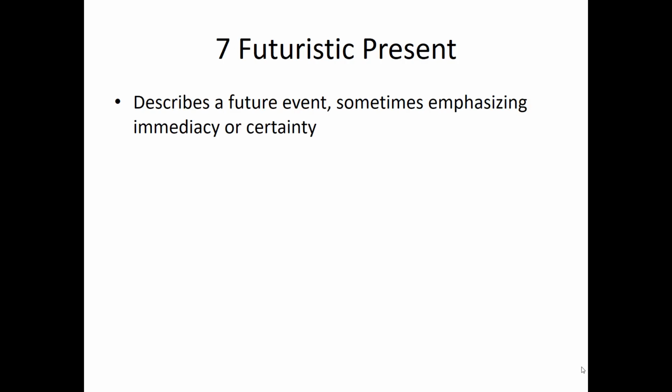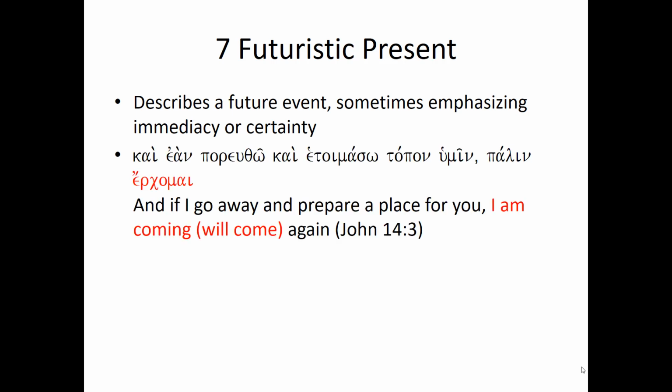The futuristic present. This is the use of the present tense to describe something that's future, but when you use the present tense, it can emphasize immediacy or certainty. So John 14:3, this is the upper room discourse. Kai ean poreuthO kai hetoimaso topon humin, palin erchomai. And if I go and I prepare a place for you, I am coming again.